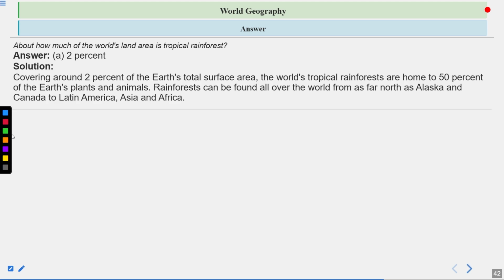So covering around 2% of the Earth's total surface area, the world's tropical rainforests are home to 50% of the Earth's plants and animals. Rainforests can be found all over the world from as far north as Alaska and Canada to Latin America, Asia and Africa. So correct answer is 2%.